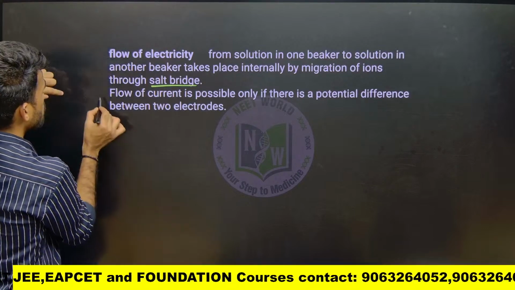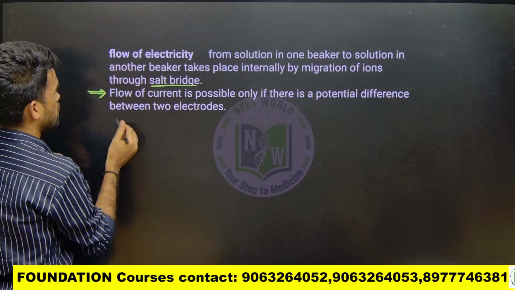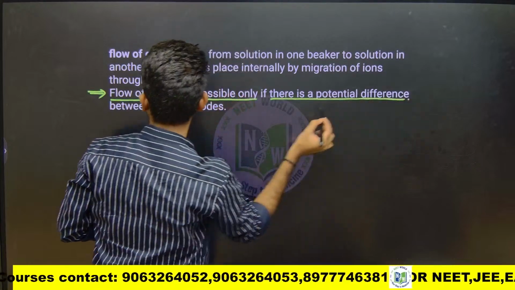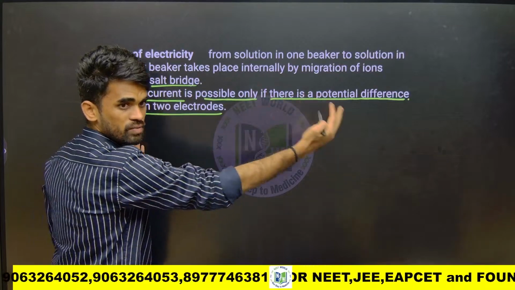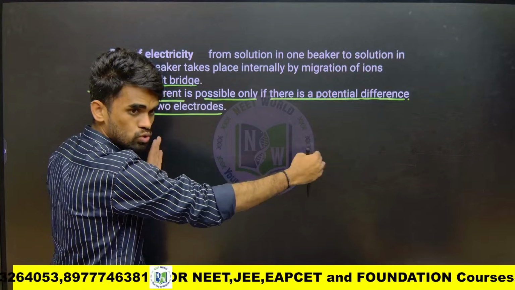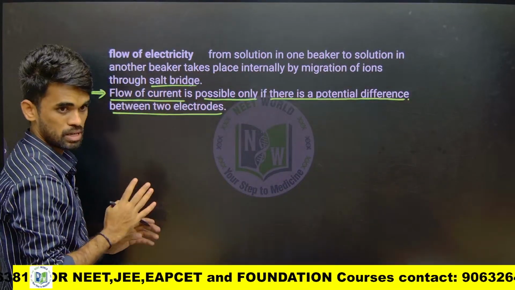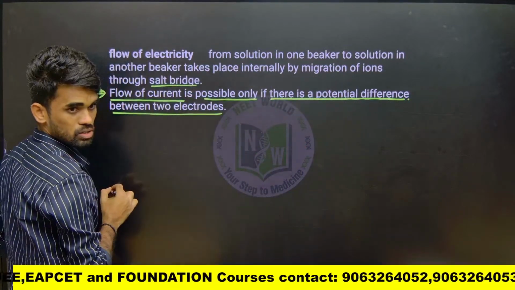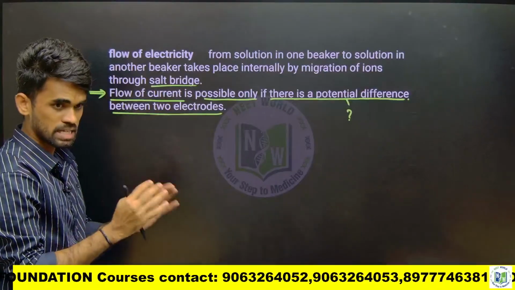Now, how is this flow of current possible? Flow of current is possible only if there is a potential difference between two electrodes. So we are taking zinc here and copper there. There should be a potential difference between these two metals, then only current flow will be possible, right? So what exactly is this potential difference?